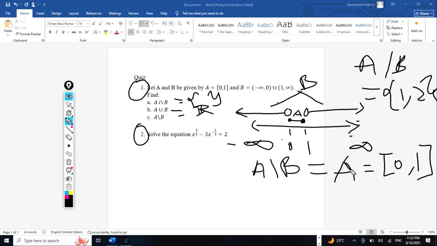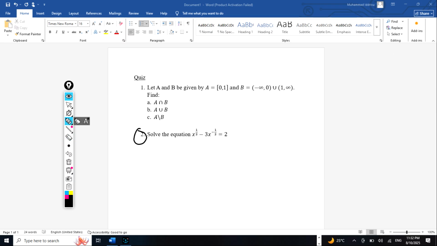Let's look at the final question, the second part of the question. So the question is x to the power 1 on 3 minus 3x to the power negative 1 on 3 is equal to 2. Okay.